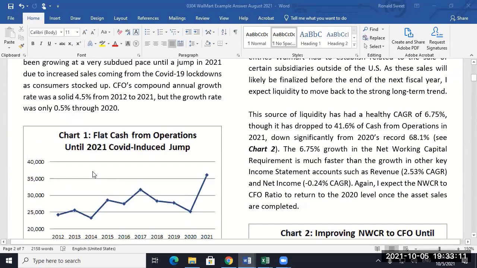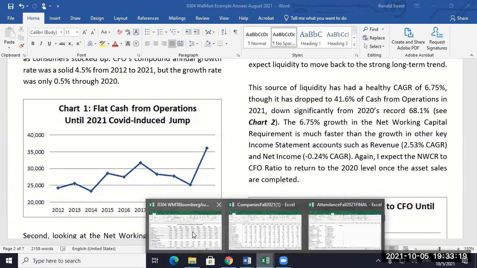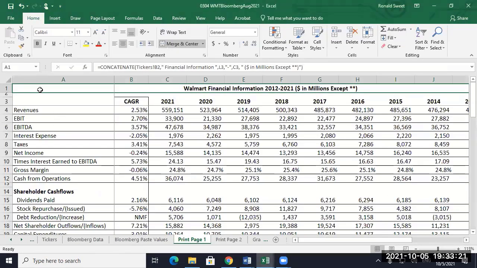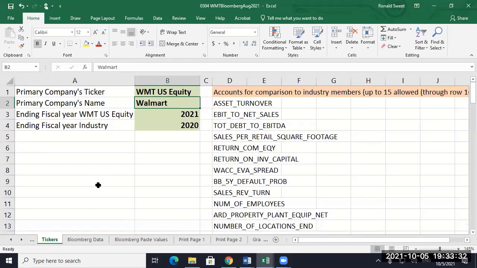So the first thing is just show the cash from operations. So you have this chart. I think we talked about this before. If you look at the Walmart chart, you brought in your company and pasted the numbers right there. Everybody remember how you did that? You just brought your company and pasted it in. You changed your company name on the second row here.